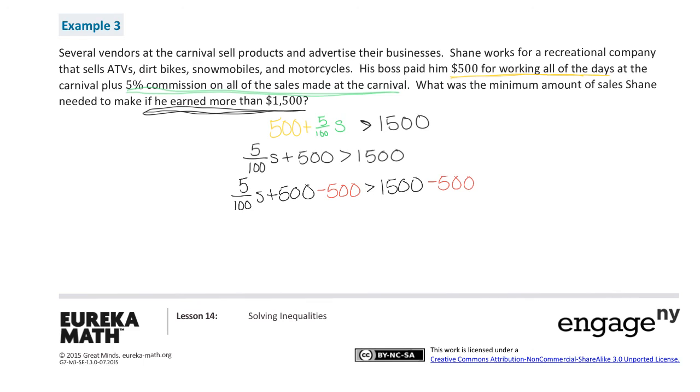On the left side of my inequality, let's combine like terms. I have 500 minus 500. That's going to give me 0. So now on the left side, I just have 5 over 100 S is greater than 1,500 minus 500, which is going to give me 1,000. Now on the left side of my inequality, I have 5 over 100 S. To get S by itself, I need to think about what is the multiplicative inverse of 5 over 100. Well, that is actually going to be 100 over 5. Now remember, what I do to one side, I have to do to the other.